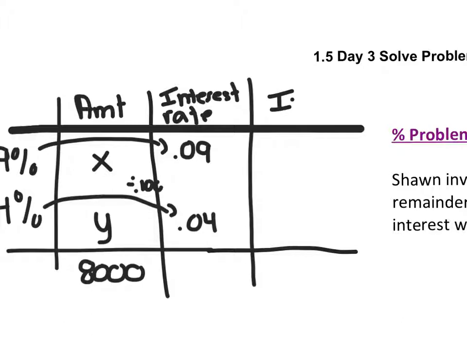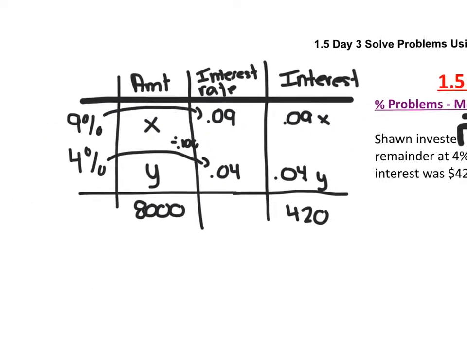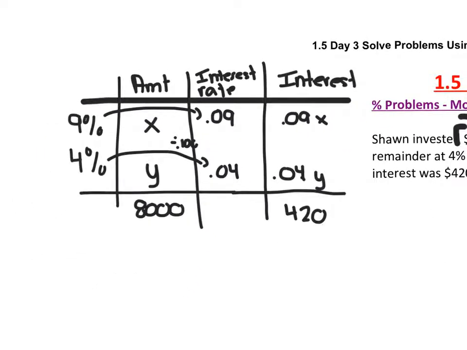So now we're going to look at the total interest that was accumulated. So we're saying 0.09 of the amount plus 0.04 of the other amount added together totaled $420 of interest. So what you've done here is you've actually created two equations, okay, and I'm going to highlight those for you. So you created one equation here, which is X plus Y equals 8,000.